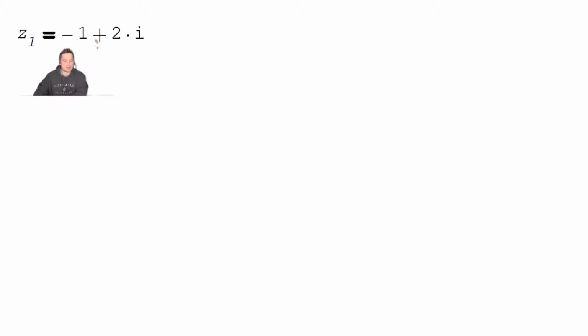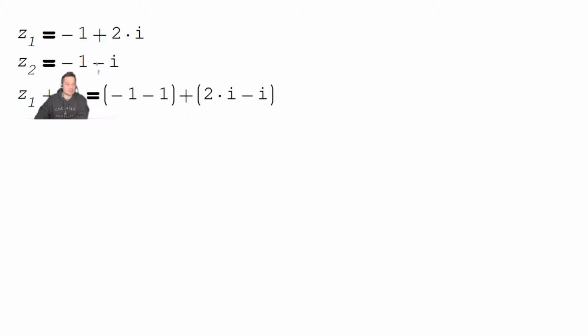I have z sub 1 equals negative 1 plus 2i. z sub 2 equals negative 1 minus i. Let's add them up. So z sub 1 plus z sub 2 will be equal to the following. Negative 1 minus 1. Here all I'm doing is negative 1 plus negative 1, which is equivalent to negative 1 minus 1. So adding up the real parts. Same thing with the 2i minus i.